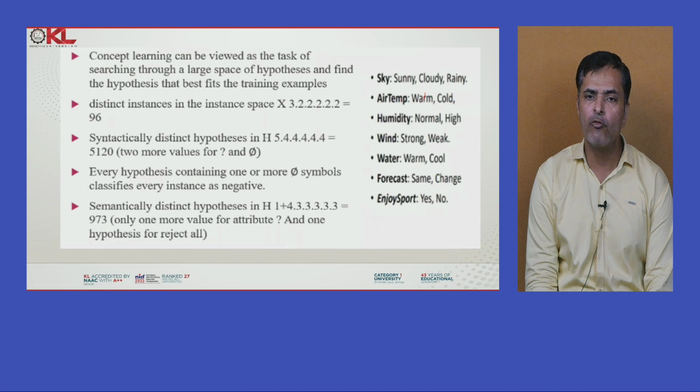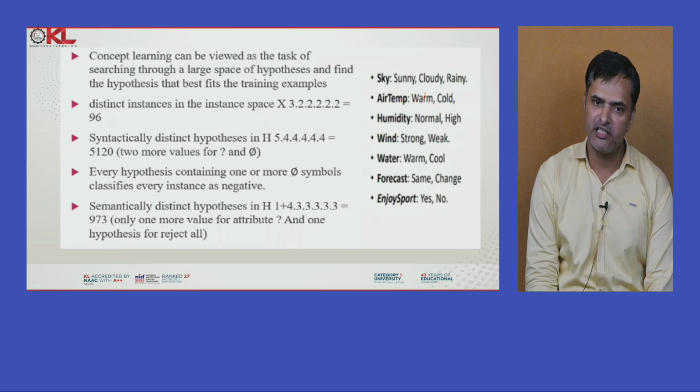When we have to count it through attributes plus their values, sky has sunny 1, cloudy 2, rainy 3, which means 3. Then temperature attributes with their attribute values, 4 multiplied by 3, multiplied by 3, like that. So how many attributes are there, including 4 multiplied by the rest, then 973 are there.